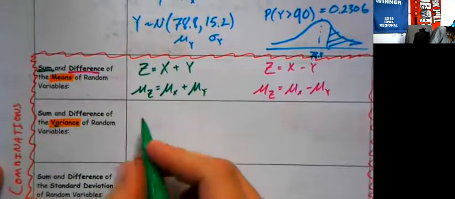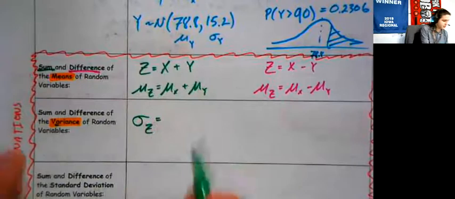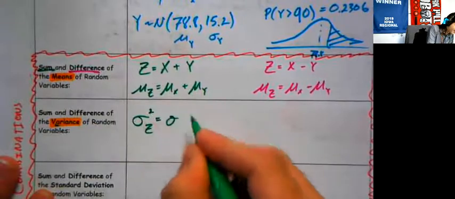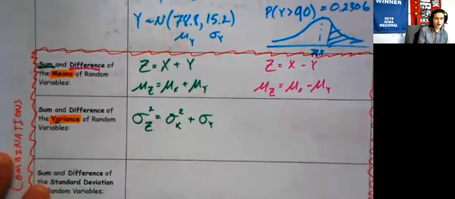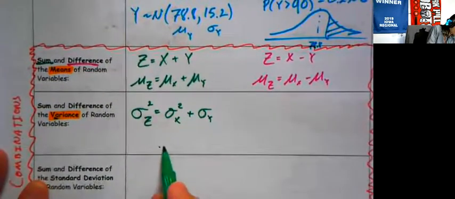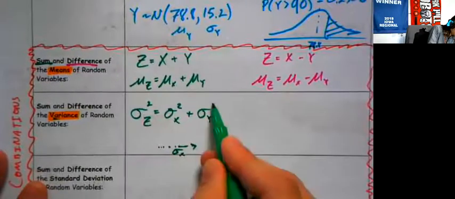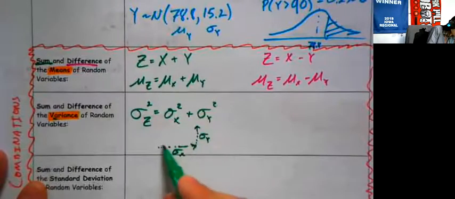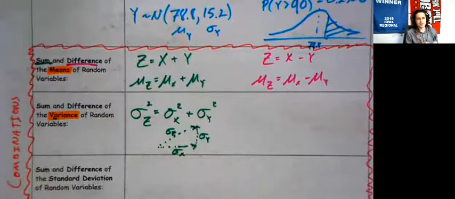Well, the standard deviation of z, if we're adding the things, the variance is going to be the variance of x plus the variance of y. You can kind of think of this like what? I don't know, this is how I think of it. Sigma x, sigma y, sigma z. You can think of the standard deviation something like the Pythagorean theorem.